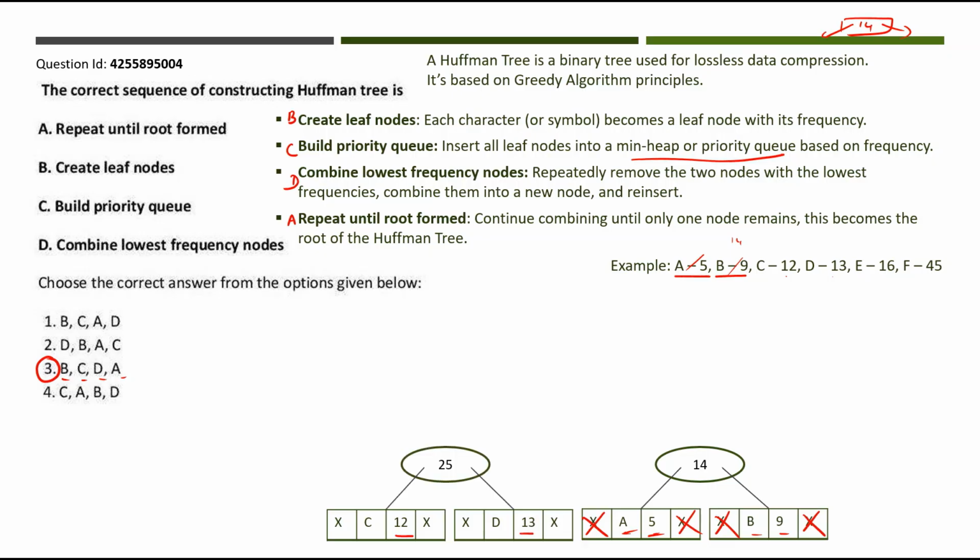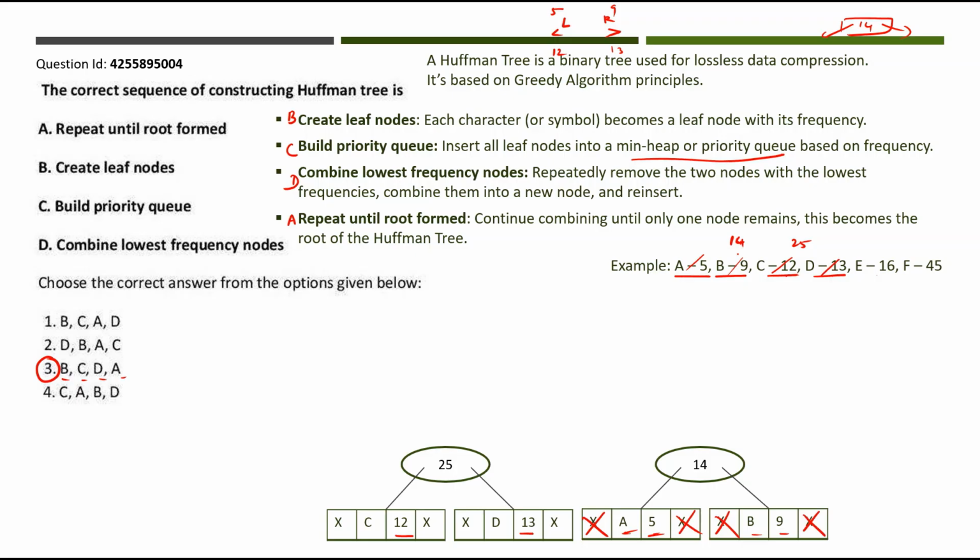What is 12 plus 13? It is 25. Now we have 14 as an internal node. We have done with C and D. This is 25. So whenever you place such nodes in binary tree, the left will be lesser value and the right will be greater value. So since 12 and 13 both are lower than 14, we are combining them together.